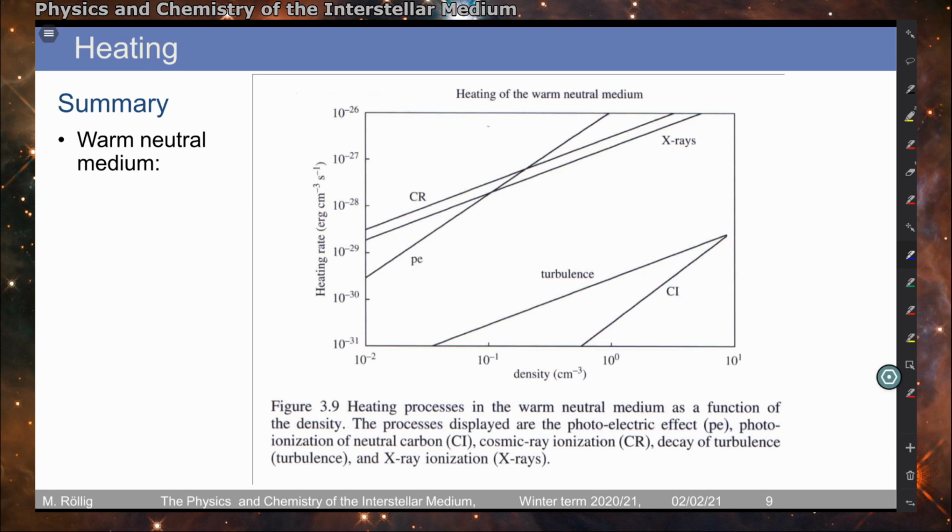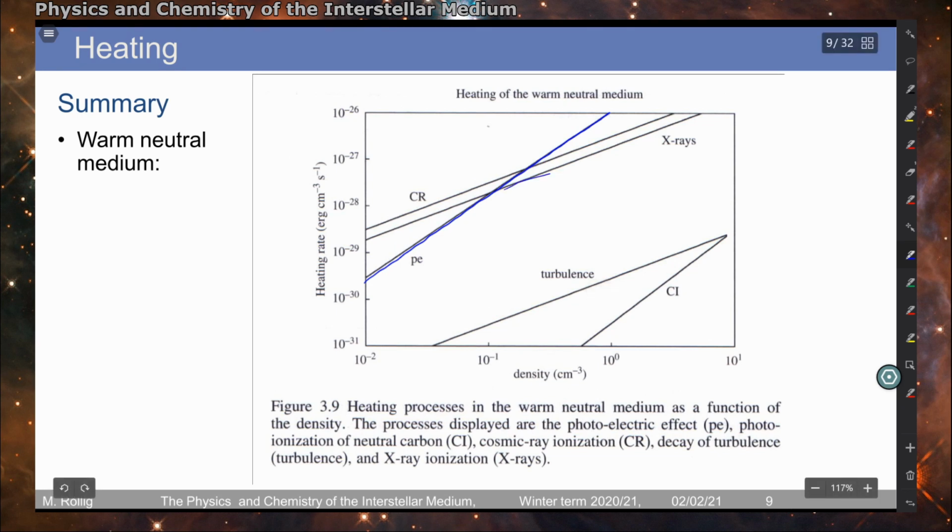And depending on our density conditions, density regimes, we will have different of these heating processes being dominant. So looking at the warm neutral medium, so densities below maybe 1 particle per cubic centimeter, we will have at the very low density regime mostly cosmic ray and X-ray heating being most efficient, but then photoelectric heating as a process with a stronger density dependence taking over at some point.